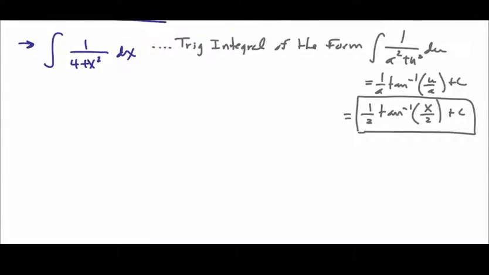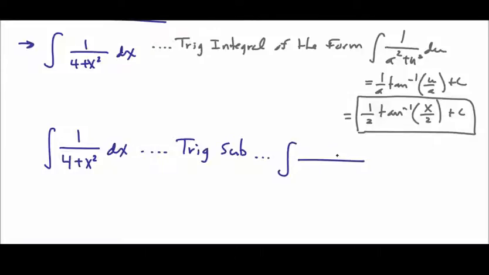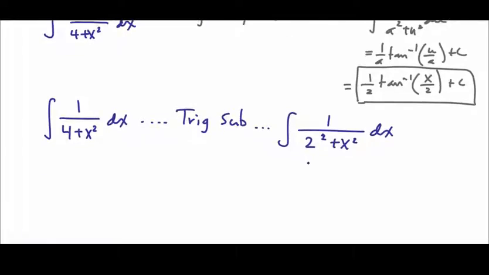We're going to do the same problem, but with trig sub now. When we're using trig sub, we always want to rewrite this as 2 squared plus x squared dx. So this is of the form a squared plus u squared.